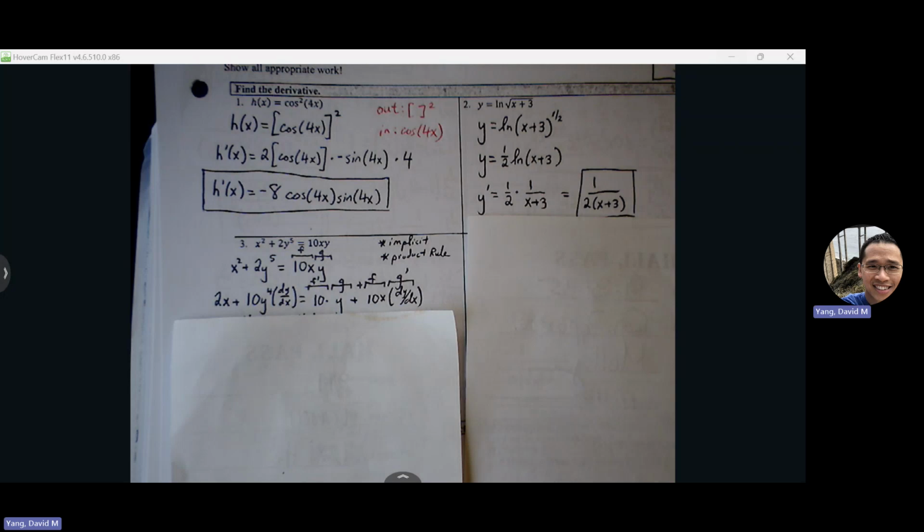Okay, number 7, inverse cosecant of x cubed is the same as arc cosecant of x cubed. So think about your derivative rule for arc secant. Sorry, arc cosecant is related to your arc secant. It's the negative version of your arc secant.